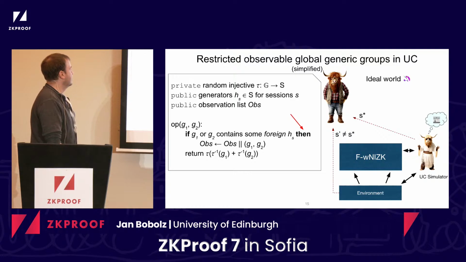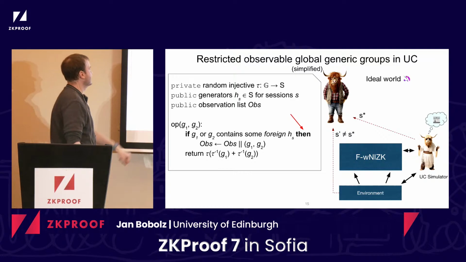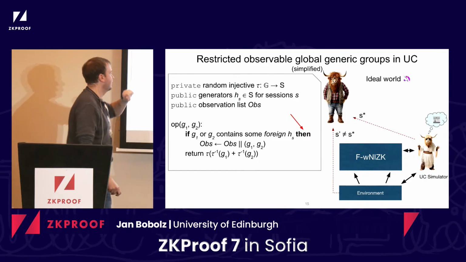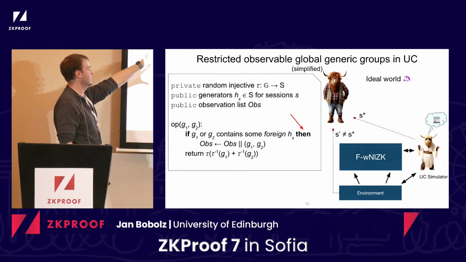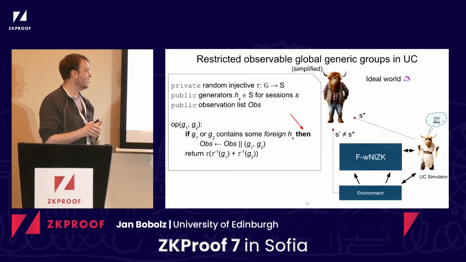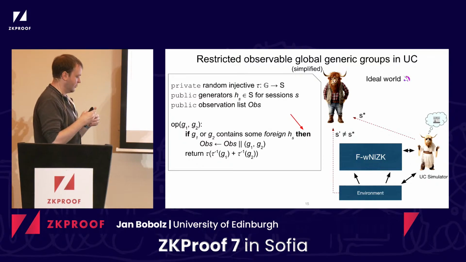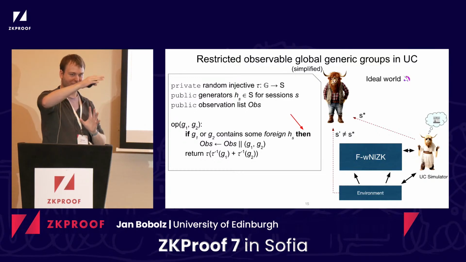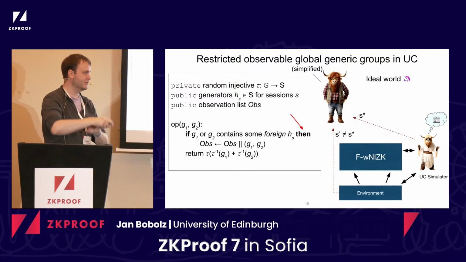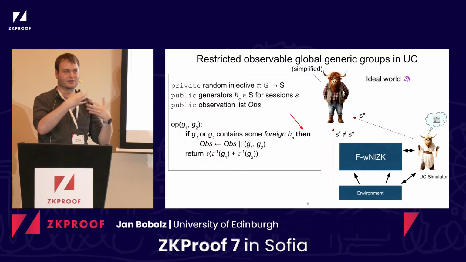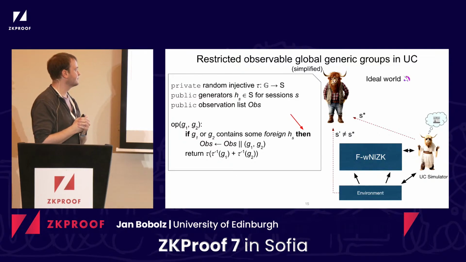Okay, so in a bit more detail, this is the new functionality. We still have the observation list. Well, it's heavily simplified, but this is roughly the idea of the functionality. We still have the observation list, and now whenever some group operation happens, we check whether this is a legal group operation. And if it's illegal, meaning that G1 or G2 contains some foreign generator, or it's based on some foreign generator, then this operation will be added to the observation list, which everyone can see.